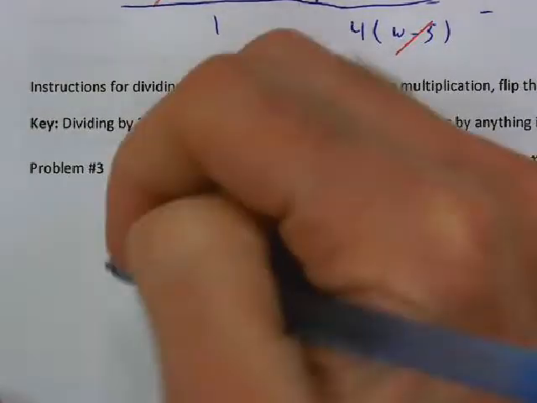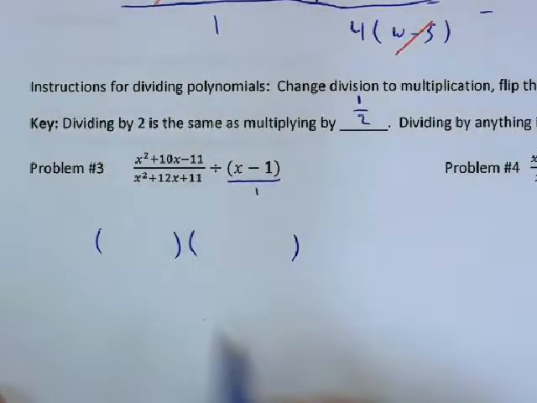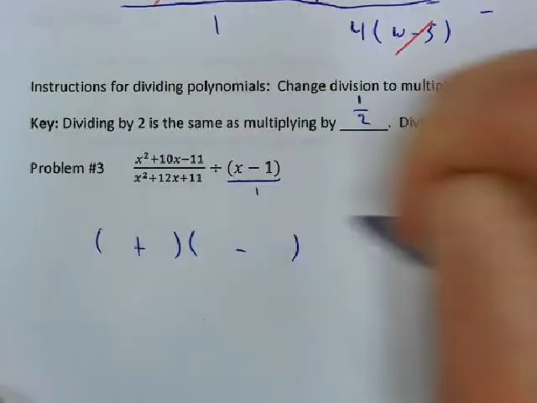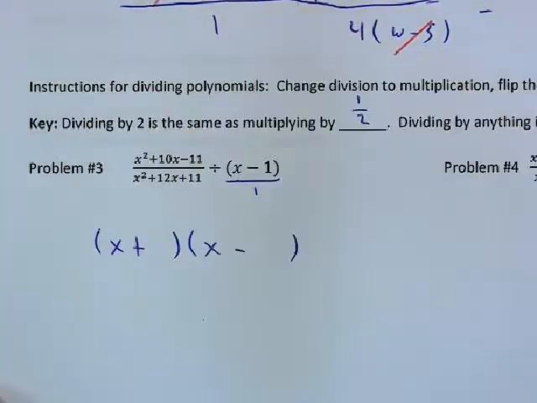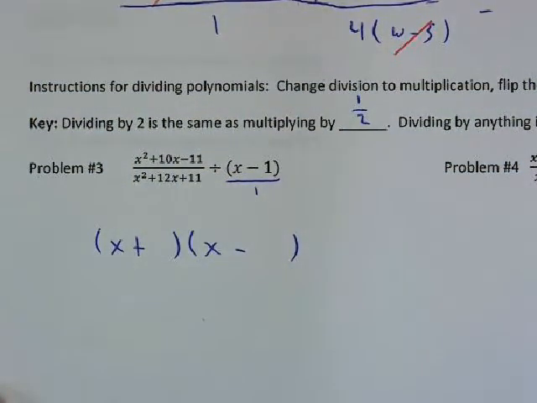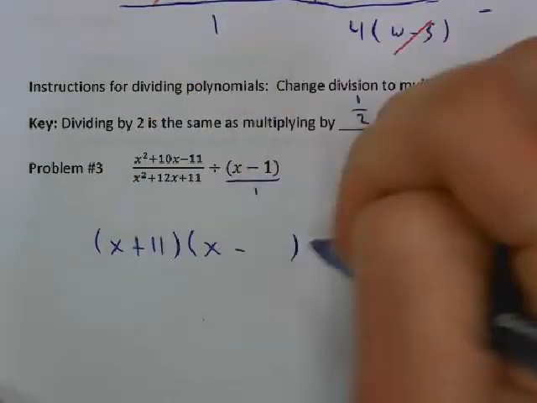So to factor the top, I know it's going to factor into two binomials. My signs are going to be different to get negative 11, so positive and negative. Got to have x and x to get x squared. And what multiplies to 11 and has a difference of 10? 1 and 11, it's a prime number. And my bigger one is positive, so it's going to be positive 11, negative 1.